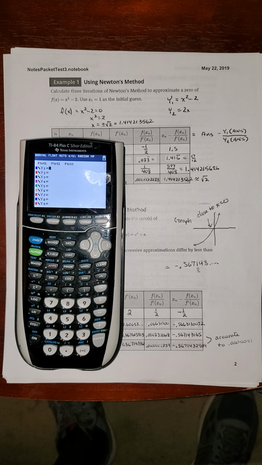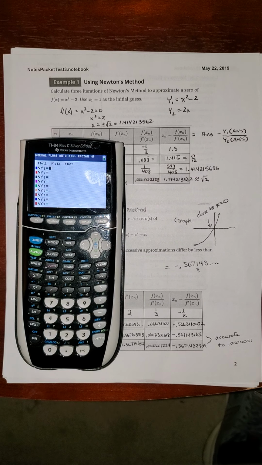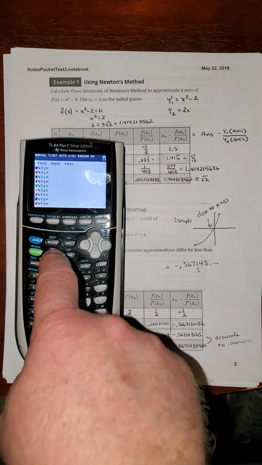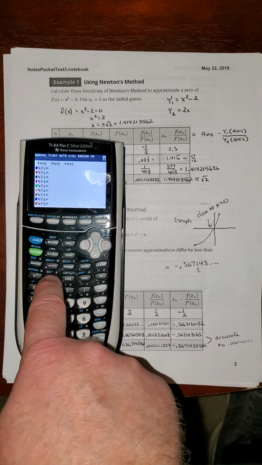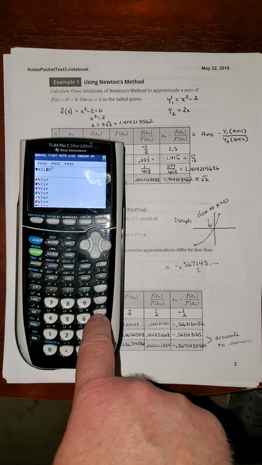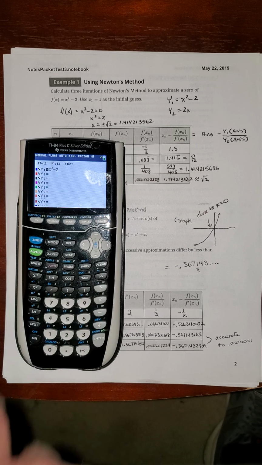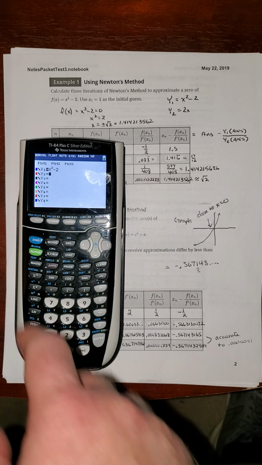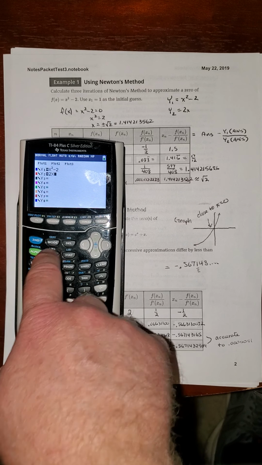Okay, this video goes along with Newton's method. Trying to show you a little bit of a shortcut here that may help. First of all, go to y equals, which is what I did already. I want you to put in the function x squared minus 2. Okay, I hope you can see that in the video. On the second line, we're going to put the derivative, which is 2x.